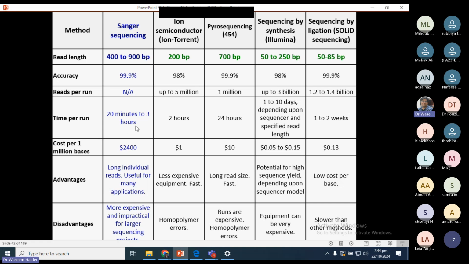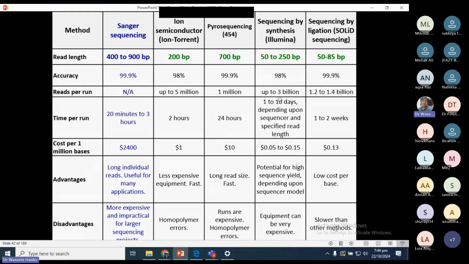Time per run is 20 minutes to 3 hours for one run. All 96 wells in a plate, right? So 96 KB of data to produce, 2 hours here, 4 hours here. This one is 1 to 10 days, depending upon the sequencer.